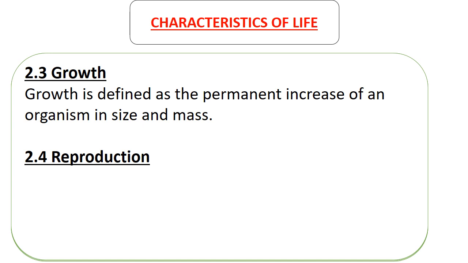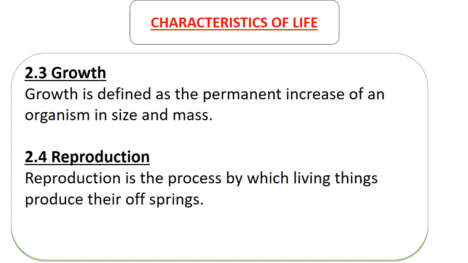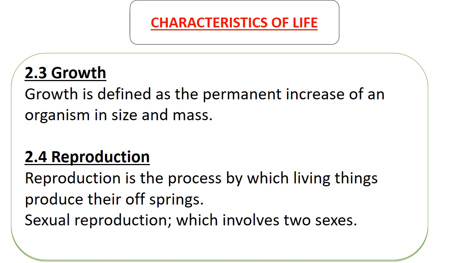Another characteristic is reproduction. Reproduction is defined as the process by which living things produce their offspring. So reproduction has to do with producing young ones. There are two types of reproduction. The first is called sexual reproduction, which involves two sexes. So in sexual reproduction, opposite sexes have to meet for young ones to be produced.